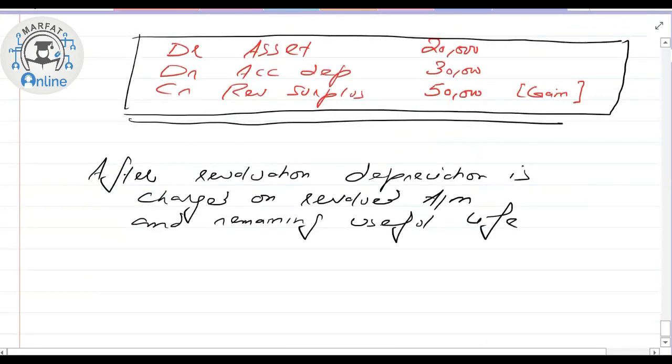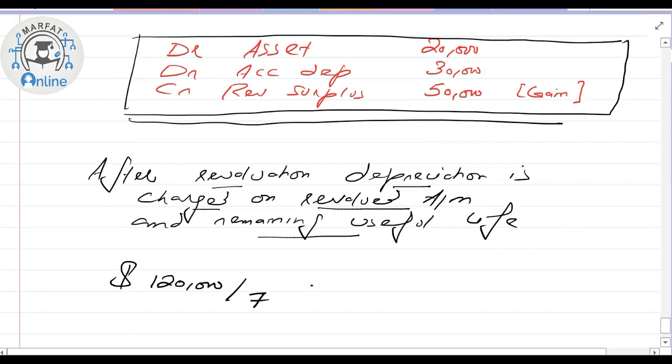After revaluation, depreciation is charged on the revalued amount and remaining useful life. Now what is the revalued amount? The revalued amount is 1,20,000. And what is the remaining useful life? The remaining useful life is 7 years, because 3 years are now done and we have done the revaluation after that.